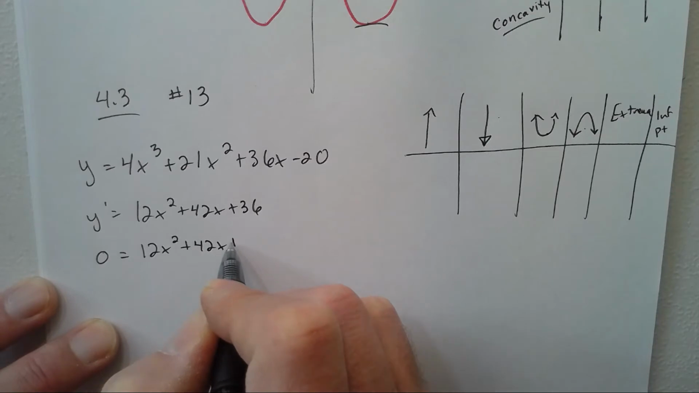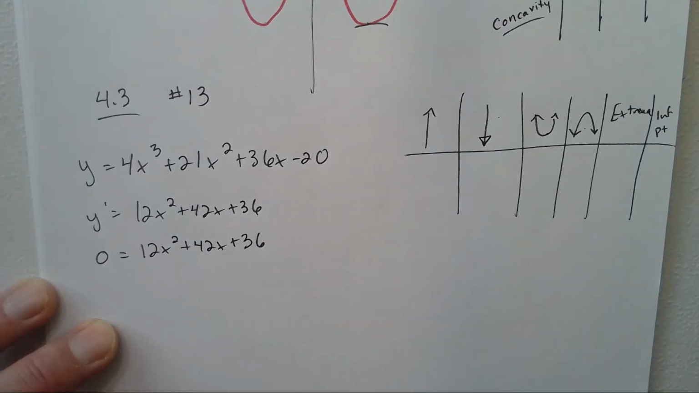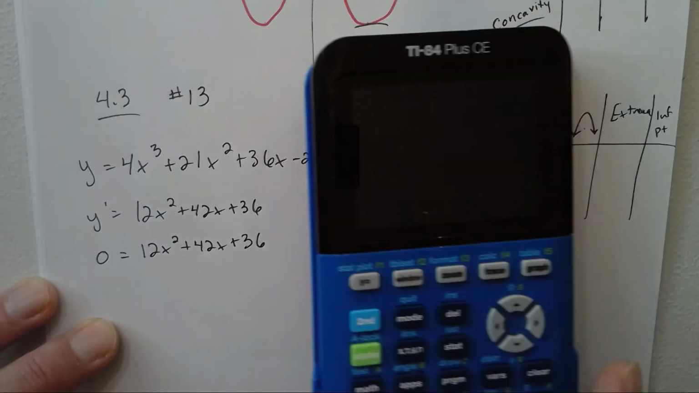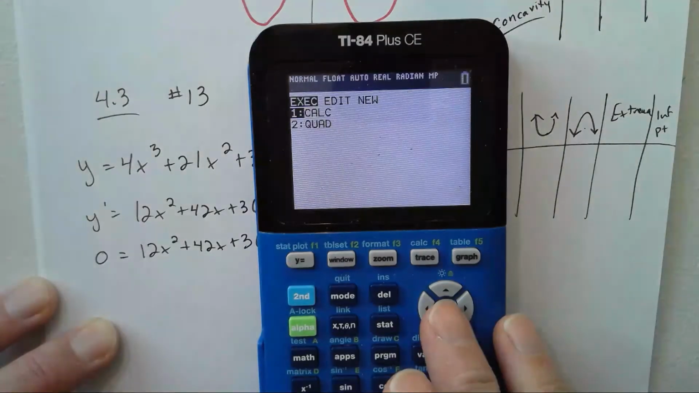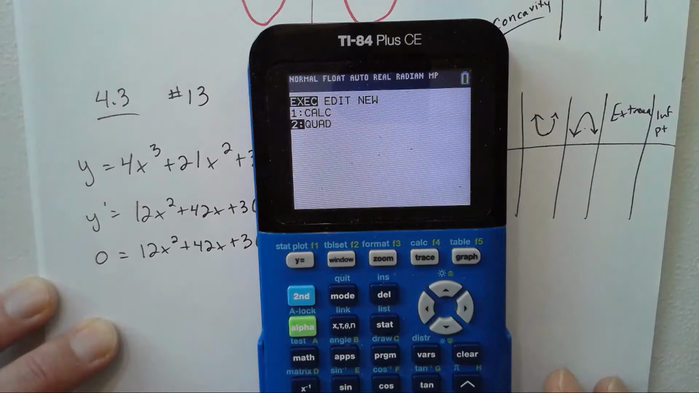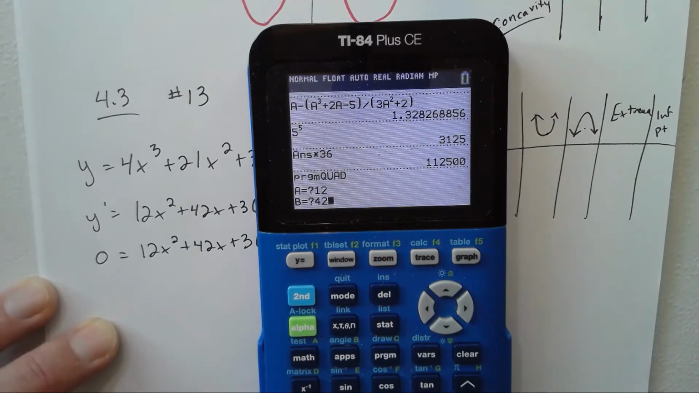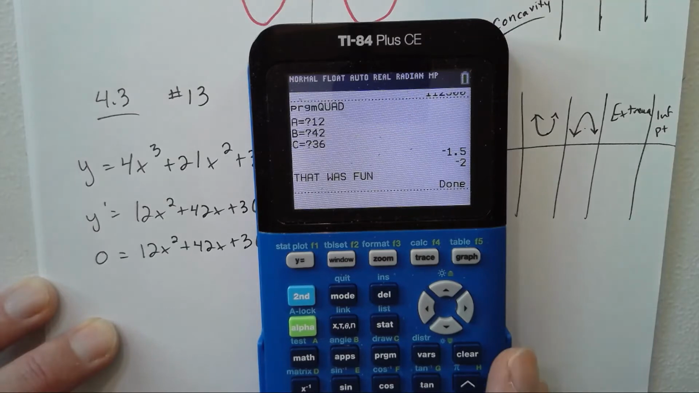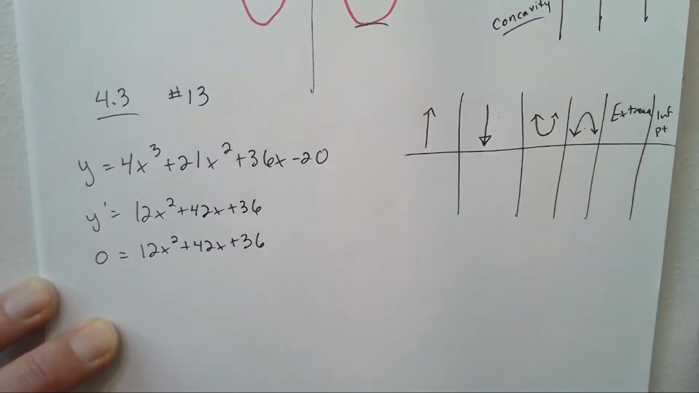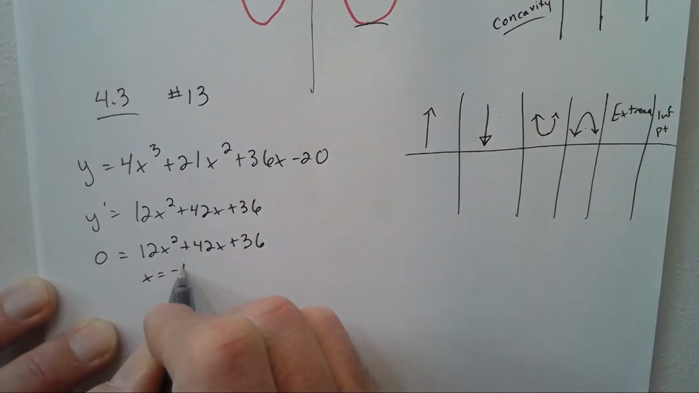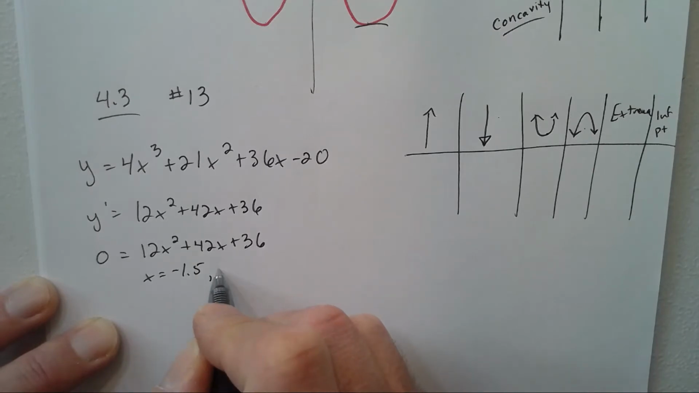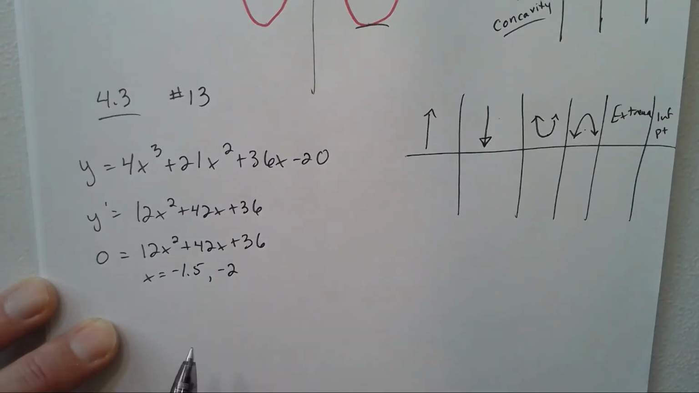So I could factor out a 6, but hey, why do that when you can just quad it? So quad 12, 42, 36, boom, negative 1.5 and negative 2. So x equals negative 1.5 and negative 2. So those are where we have a horizontal tangent. So those are mins or maxes.